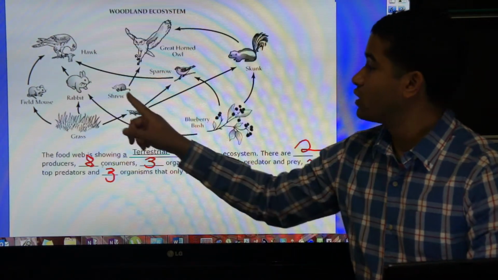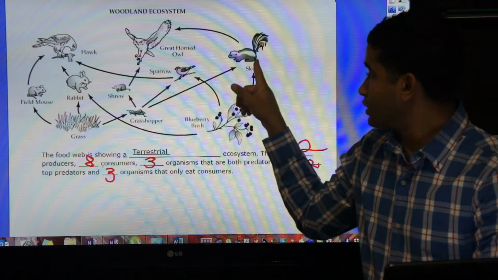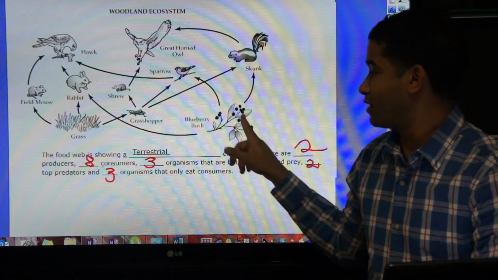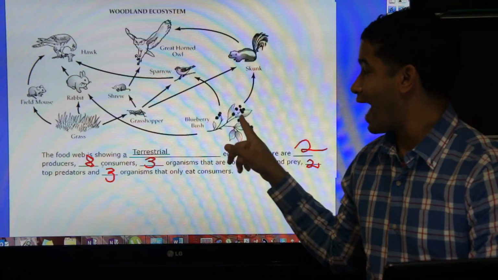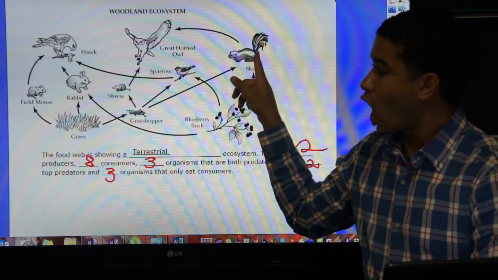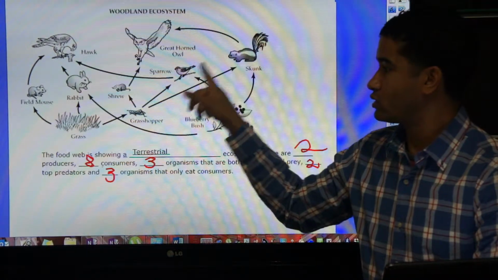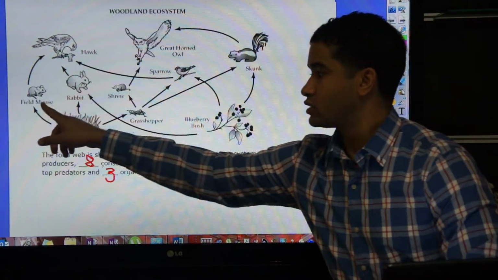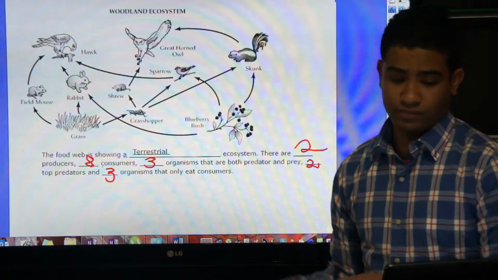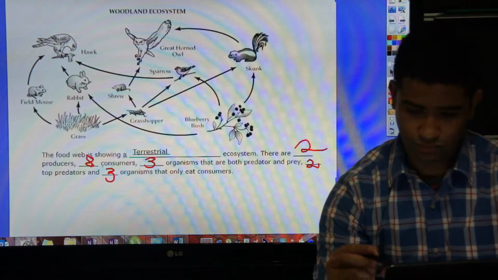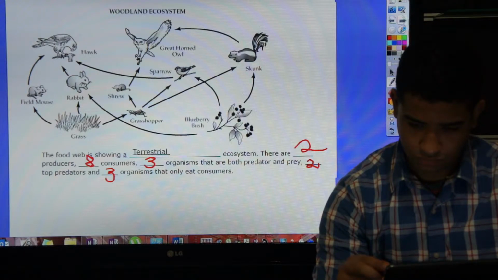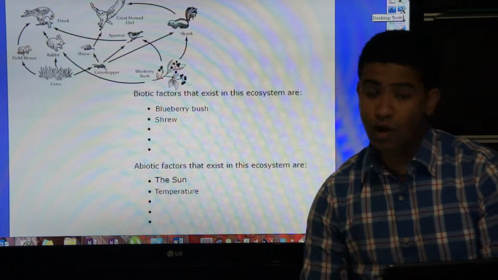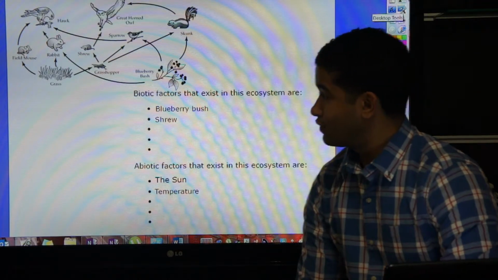But where are our omnivores? Our omnivores are skunk, because the skunk eats the grasshopper and the blueberries, and our sparrow, because the sparrow eats the grasshopper and the blueberries. So these are our omnivores. Omnivores, herbivores, carnivores. Okay? So I want you to fill in the rest of this.